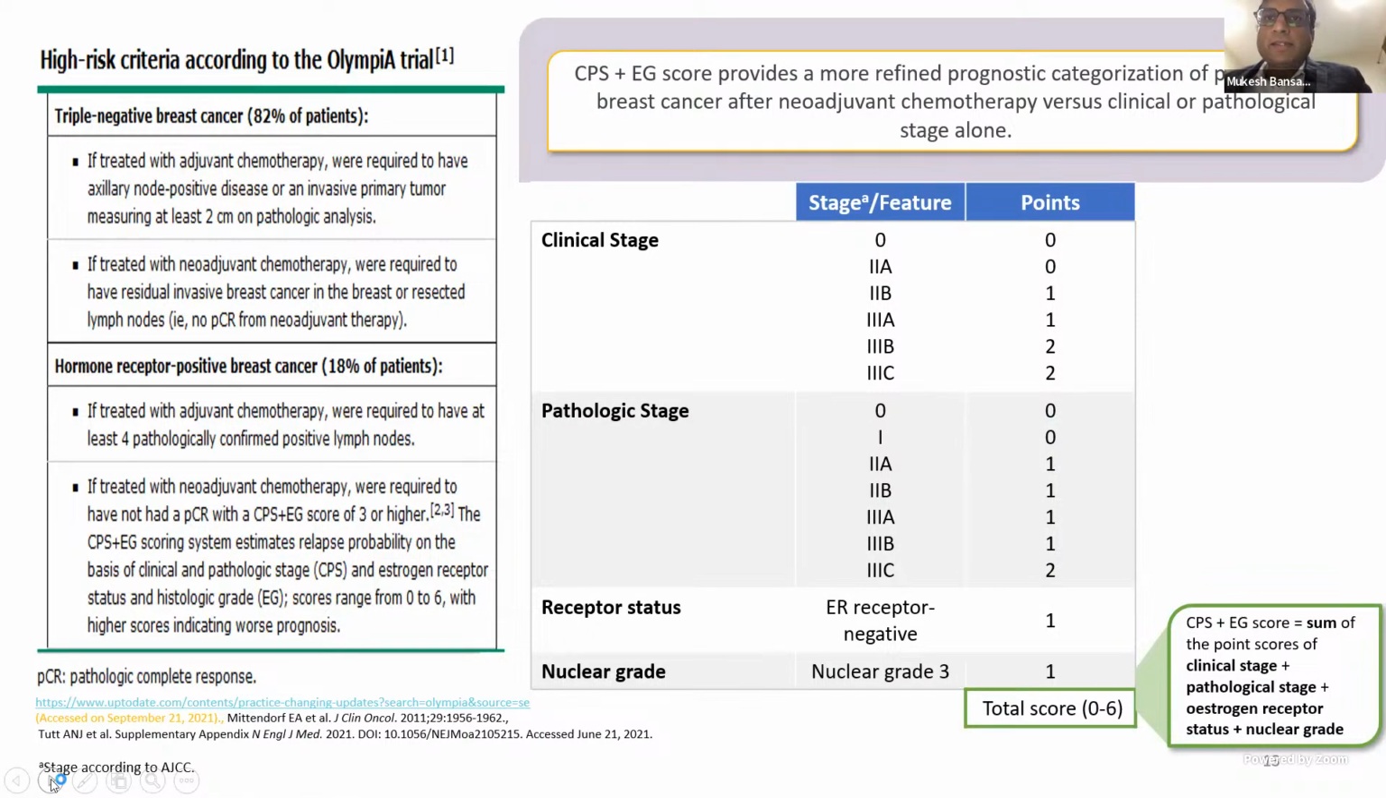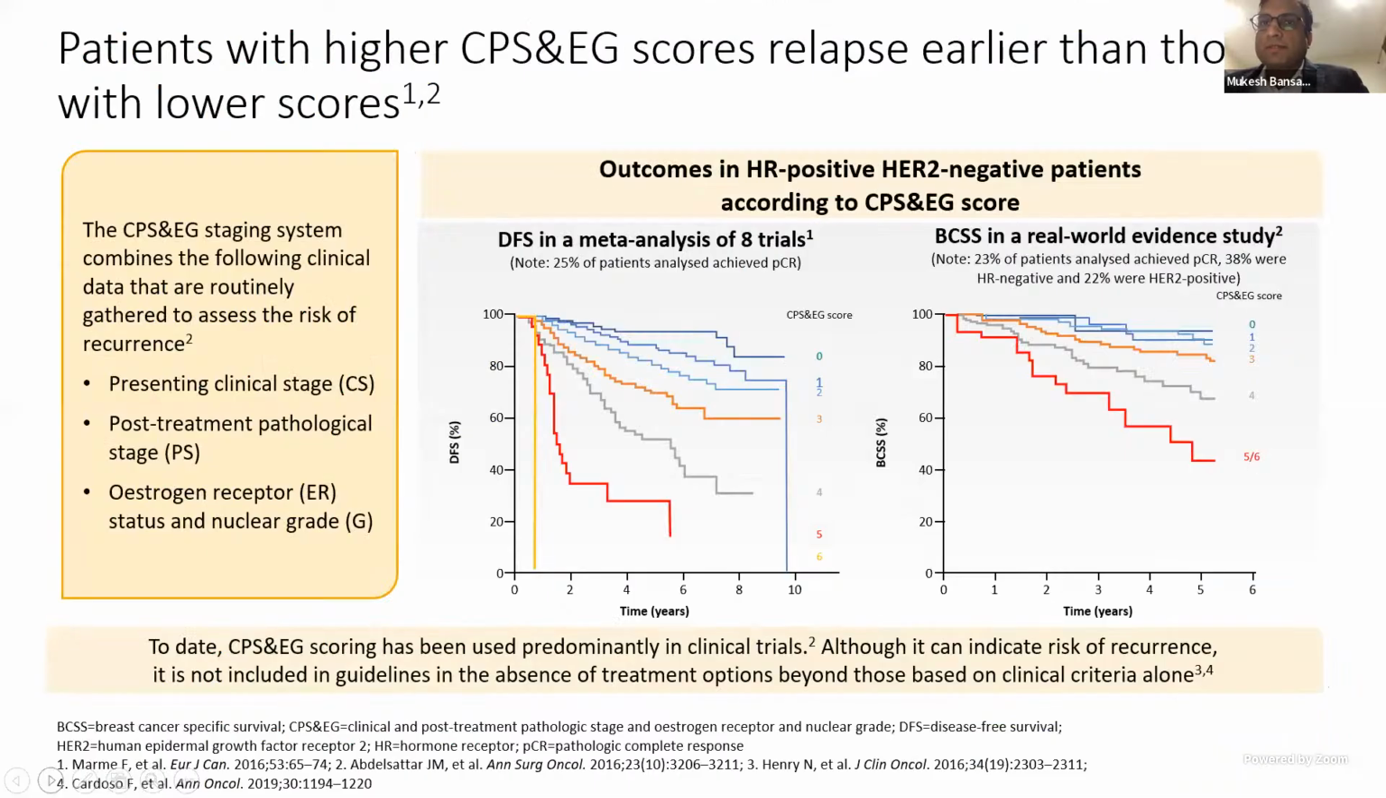So we have already seen the high-risk criteria according to the OlympiA trial. The CPS plus EG score is mainly used in clinical trials. Here we can see how this score is calculated. It is based on clinical stage, pathological stage, estrogen receptor status, and nuclear grade of the patient. It can vary from 0 to 6. A score of 3 or more qualifies as high risk. So a higher CPS plus EG score correlates with earlier relapse than lower scores, as we can see in this graph. Next slide, please.